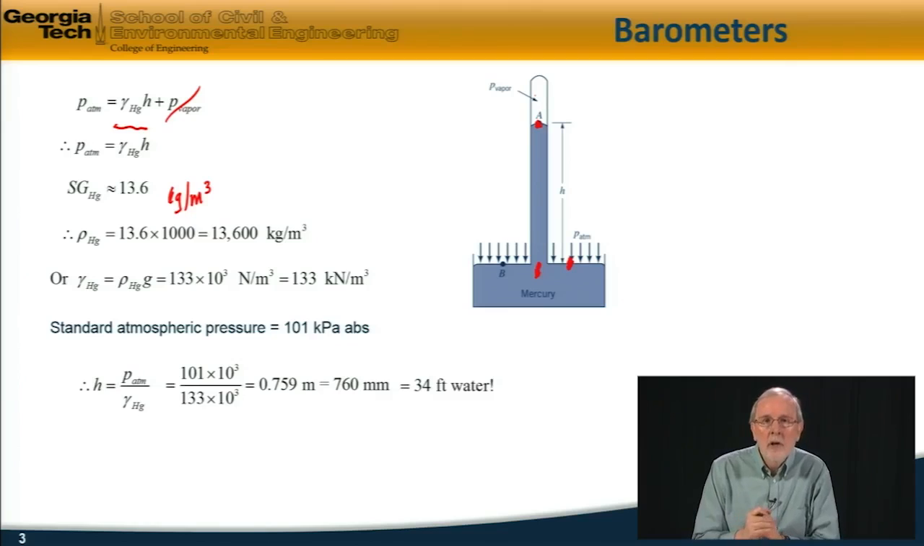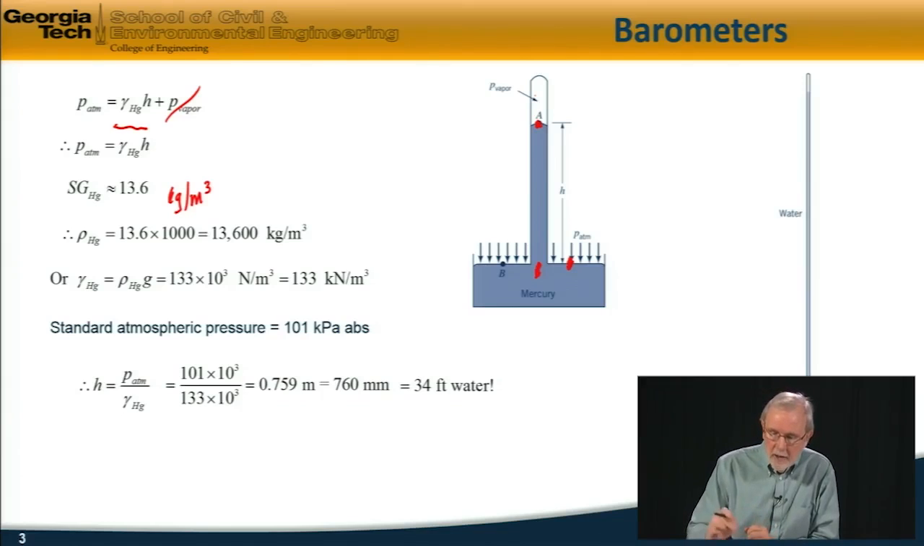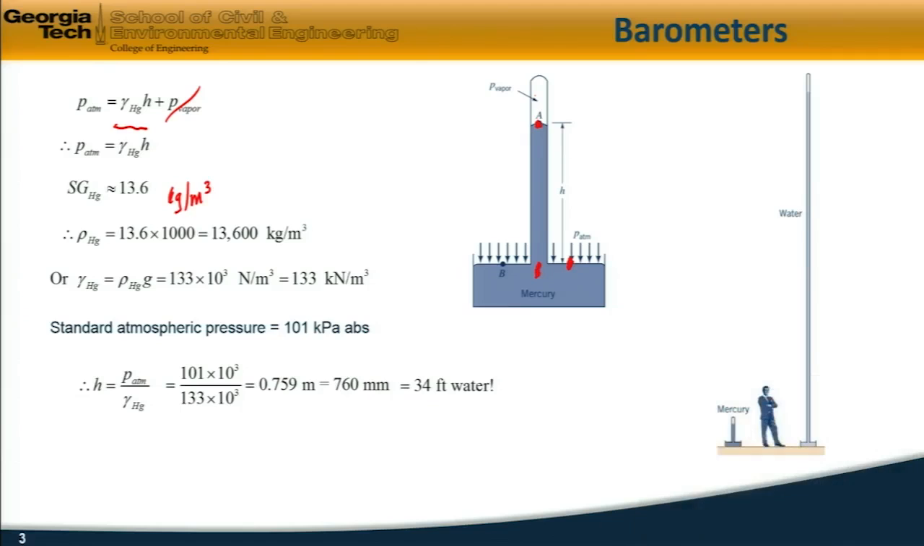And if we did the corresponding calculation, assuming that this column here was water, the corresponding height would be 34 feet, which is obviously very impractical, which is why we typically use mercury as the fluid in a barometer. And to illustrate the difference between the two, the pressure due to a column of 760 millimeters looks like this, compared to water, which is approximately 34 feet tall.